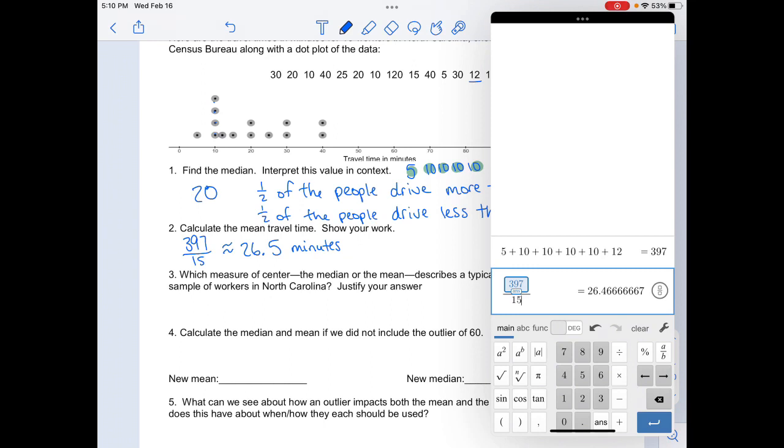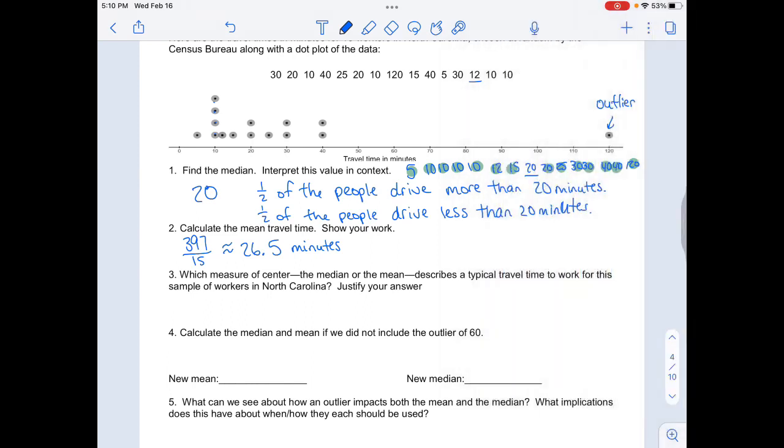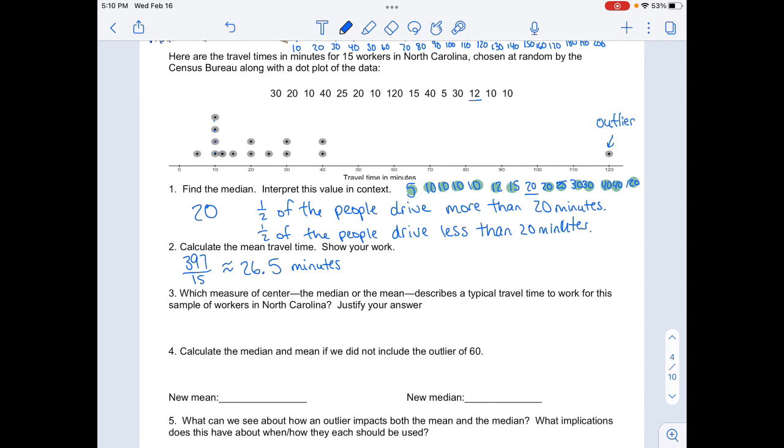Then it asks us which measure of center, the median or the mean, describes a typical travel time to work for this sample of workers in North Carolina. Justify your answer. Now, because visually I know that I have this outlier, which kind of skews my data, it makes it not as evenly spread, I would say that the median is a better center because my data is skewed.